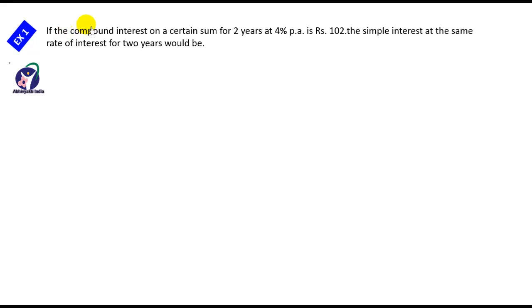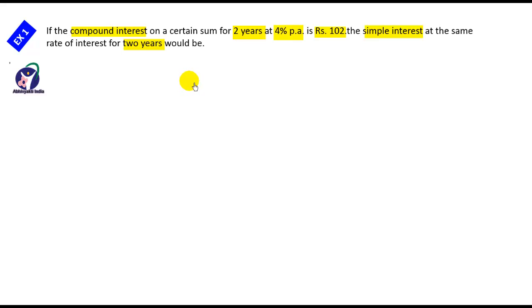If the compound interest on a certain sum for 2 years at 4% per annum is rupees 102, the simple interest at the same rate of interest for 2 years would be. Here the compound interest for 2 years at the rate of 4% is given as 102 rupees, and we have to find the simple interest on the same sum for 2 years and same rate of interest.